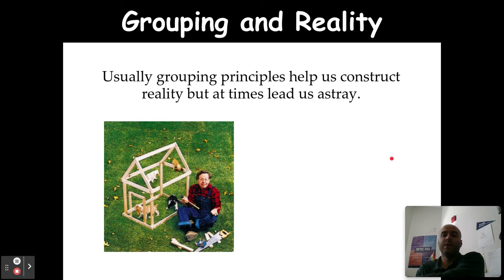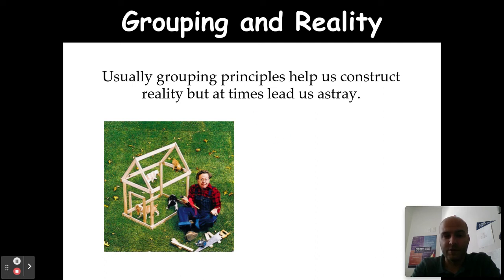Here's another example. Usually, grouping principles help us construct reality, but at times they can lead us astray, right? That's just that top-down processing, our perceptual sets. We expect to see certain things, so we group those things together. And for most of the time, it's helpful, but sometimes it can be confusing for us.